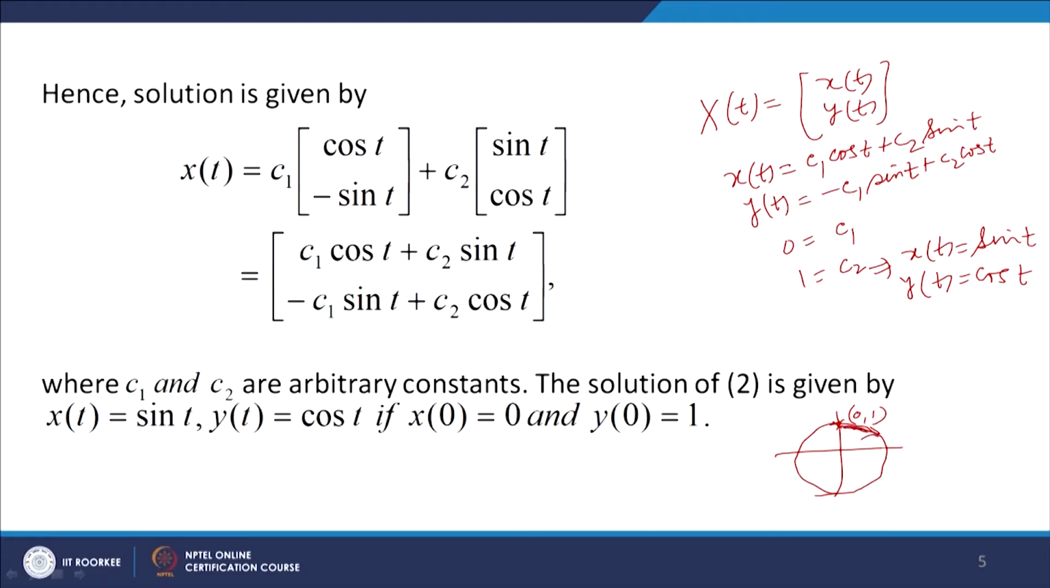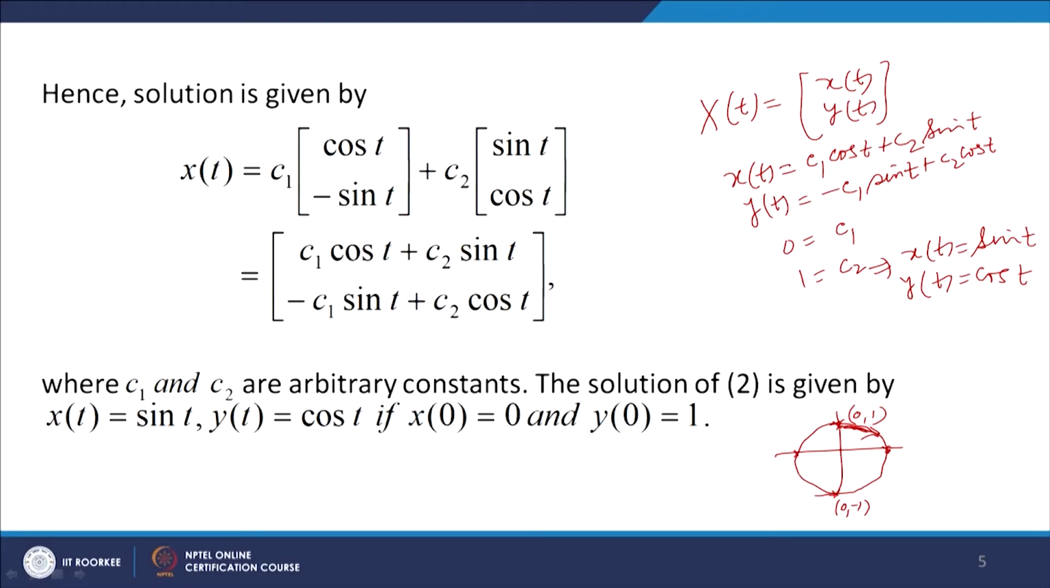Okay, we move in this direction, and when t becomes pi by 2, we get x(t) equal to 1 and cos t equal to 0. So we reach here, and then when t increases from pi by 2 to pi, the value of sin t starts decreasing from 1 to 0, while y goes from 0 to minus 1. So this is the point 0, minus 1, and then again we can move and come here.